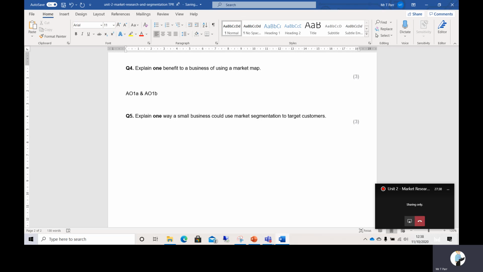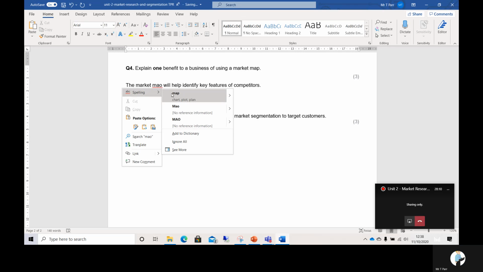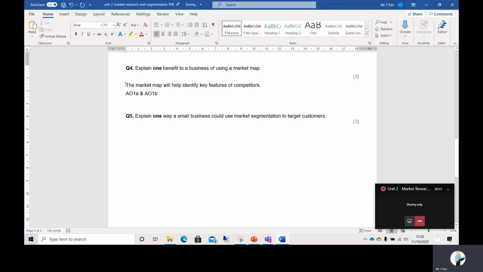Okay. Explain one benefit to a business of a market map. So we need to show knowledge of what a market map is. So we say the market map will help identify key features of competitors. So what that means is the market map will help identify key features of competitors.